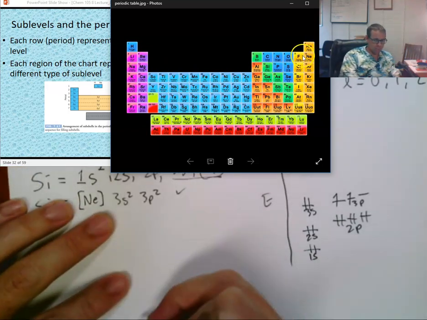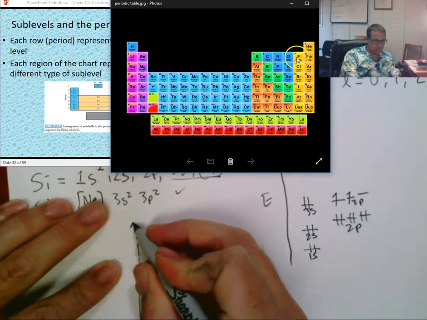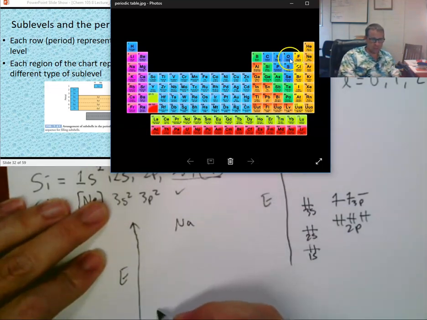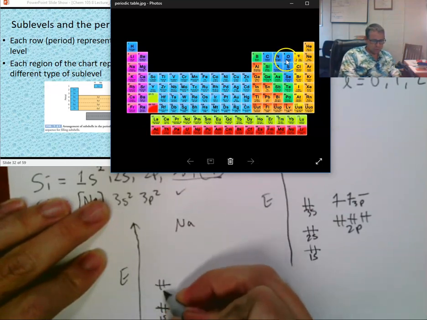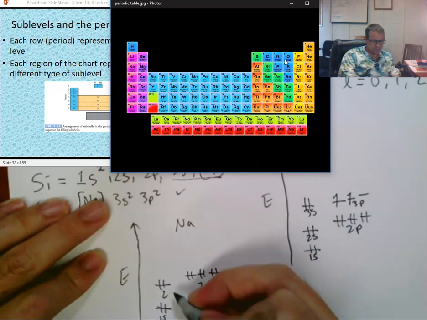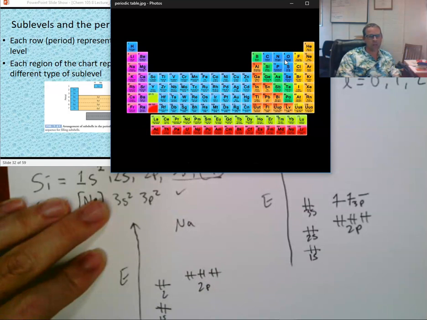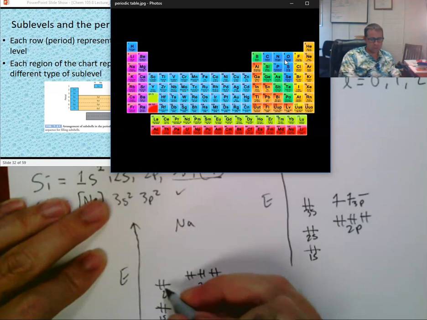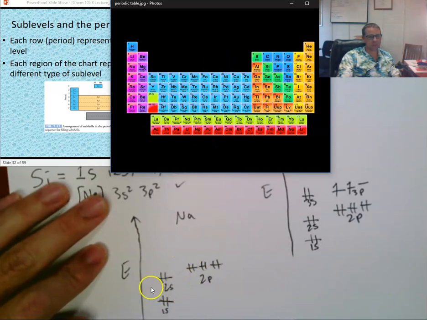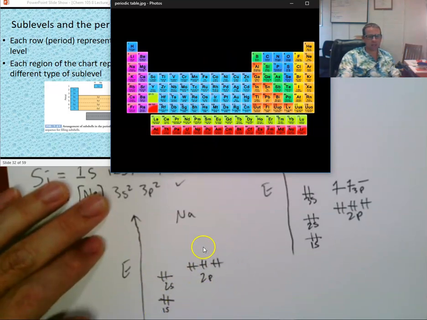Now we have a way to visualize that on an orbital diagram. If I draw an electron orbital diagram for sodium, 1s2, 2s2, 2p6, 1, 2, 3, 4, 5, 6. And then what's next for sodium if I want to finish up sodium? 1s2, 2s2, 2p6. If I stop right here, where am I at? Camilla. If I stop right here, where am I at?